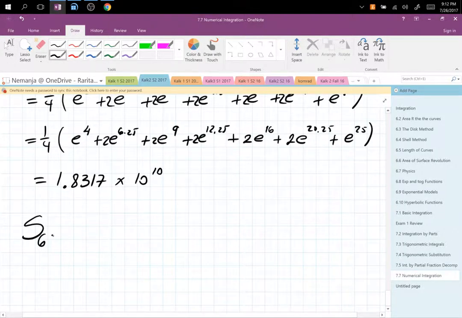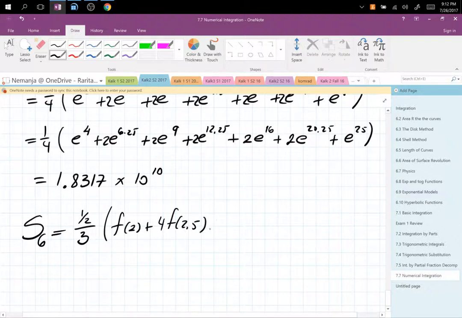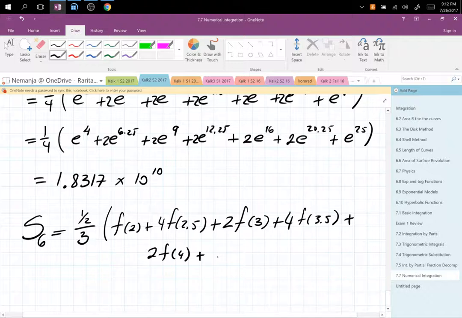Simpson. 1/2 divided by 3. F of 2 plus 4f of 2.5 plus 2f of 3 plus 4f of 3.5 plus 2f of 4 plus 4f of 4.5 plus a single f at 5.